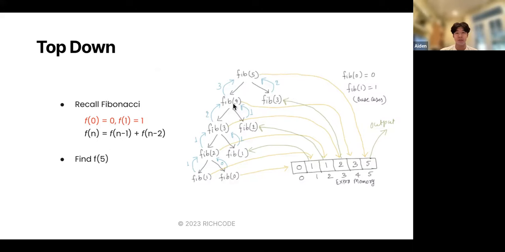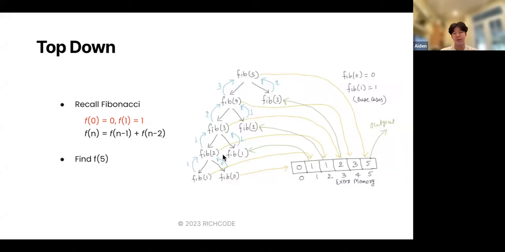And from f of 4, we can break that down further into 4 minus 1, which is f of 3, and then 4 minus 2, which is f of 2. Continuing on, we can break down f of 3 into f of 2 and f of 1. Then from f of 2, we can break that down into the base case, which is f of 1 plus f of 0. As you can see here, f of 1 is equal to 1, and f of 0 is equal to 0, which means that f of 2 is equal to 1.